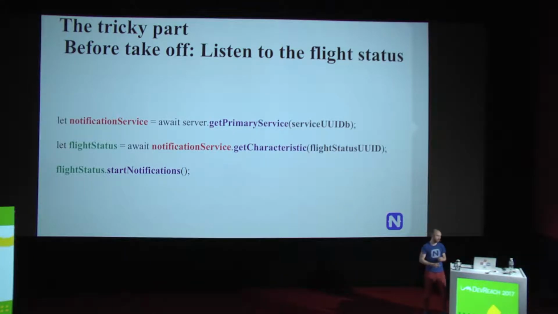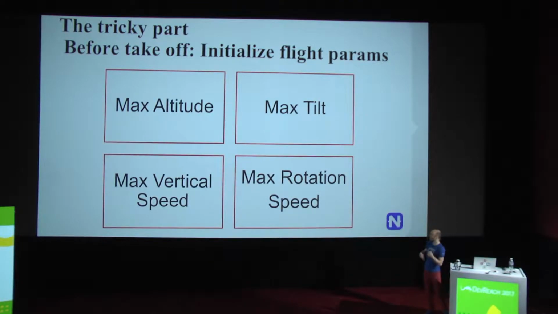So that's the first step. Another step is before we even take off, I had to set up the max altitude, max tilt, etc., these parameters, so that the drone was ready to go, right? If I hadn't done that and I told it to take off, the drone would just ignore me, which I found a little bit weird.